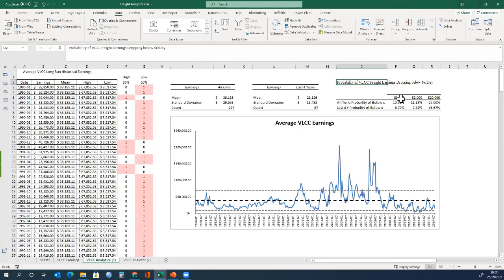We have 3 scenarios, $1,000, $2,000, and $20,000. We have based this on a normal distribution. The formula is provided here. Looking at all the data, this is telling us that the probability of this ship type earning below $1,000 per day is 10.5%, and around 11% chance of it earning below $2,000.